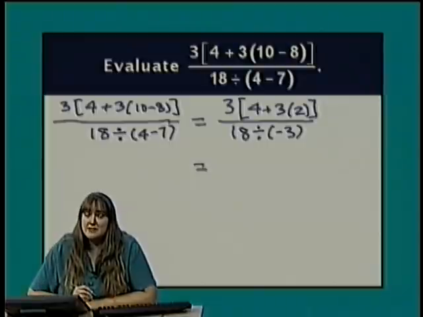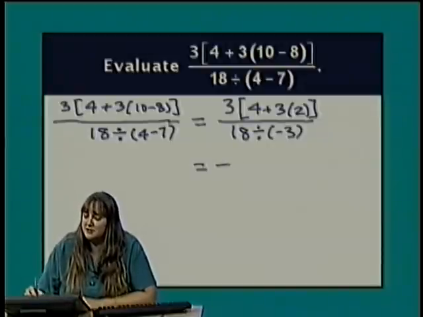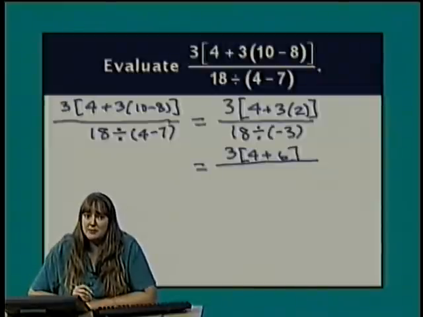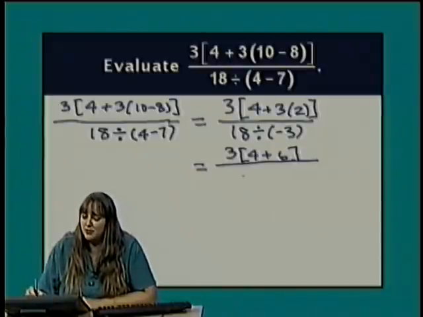Now in the numerator I still have grouping symbols, and within those grouping symbols I have an addition and a multiplication. Multiplication comes before addition in the order of operations. So I'm going to multiply that 3 times 2. And 3 times 2 is 6. So in the numerator I have 3 times the quantity 4 plus 6. In the denominator all I have left is a division. 18 divided by negative 3 is negative 6.